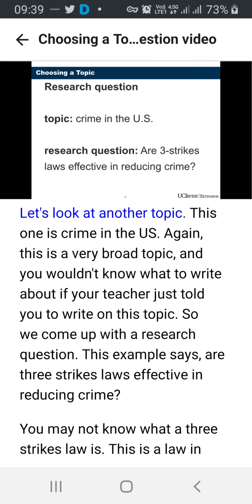Let's look at another topic. This one is crime in the U.S. Again, this is a very broad topic, and you wouldn't know what to write about if your teacher just told you to write on this topic. So we come up with a research question. This example says, are three strikes laws effective in reducing crime?